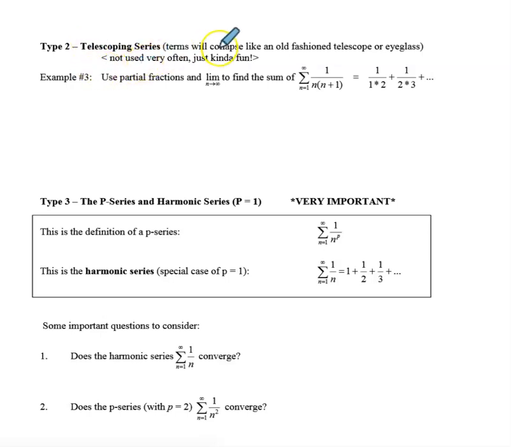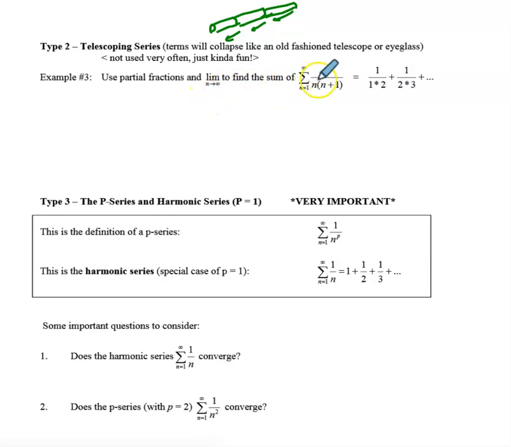So if you think about an old-fashioned telescope that you're looking at the moon or the stars or something, and I'm envisioning maybe like a pirate looking at ships. I put these in links because this telescope shrinks down, it collapses when you're done looking through it. So that's what's going to happen to the terms of this series. We're going to write out the terms and they're going to collapse.